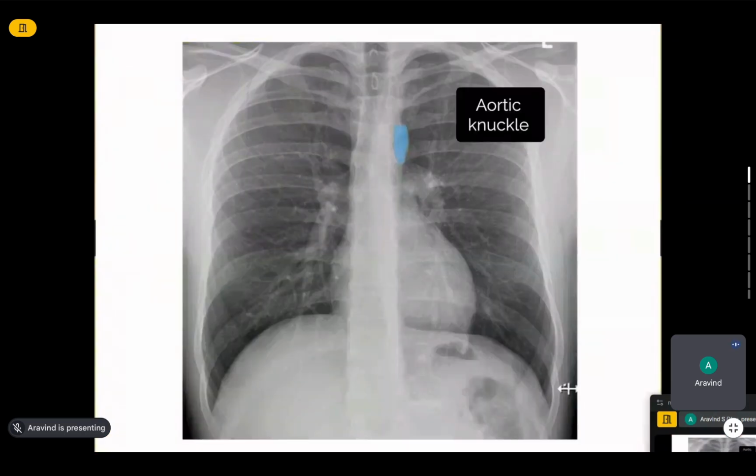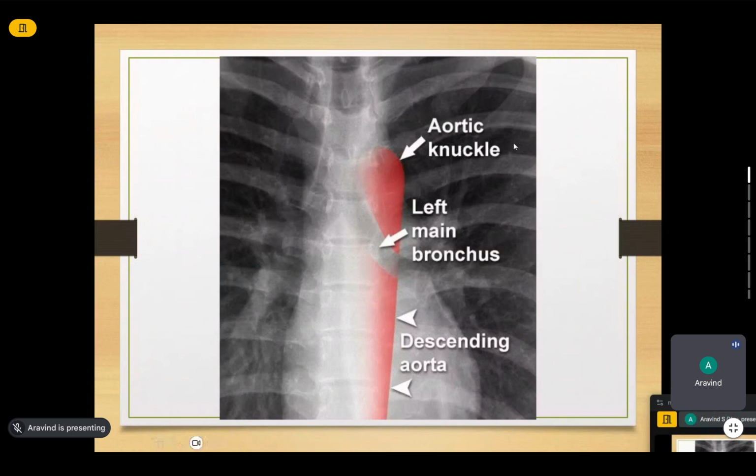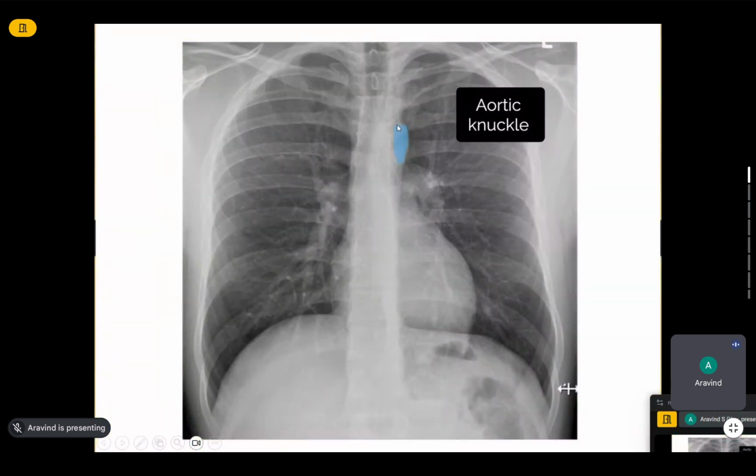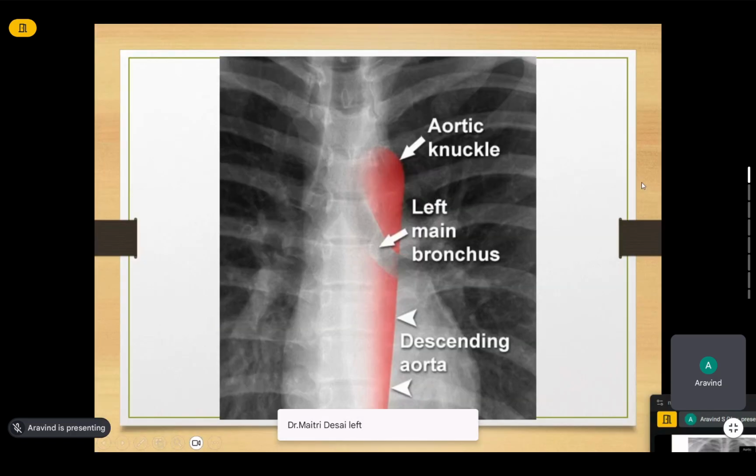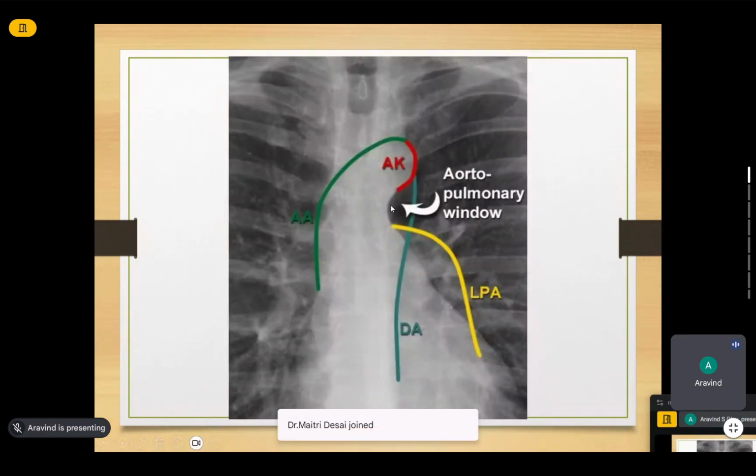Apart from this, we should observe the aortic knuckle, the bulged part of the aorta, which you can see in the X-ray. It is the aortic knuckle. And this is called the aortopulmonary window. The space between the aortic knuckle and the left pulmonary artery is called the aortopulmonary window.